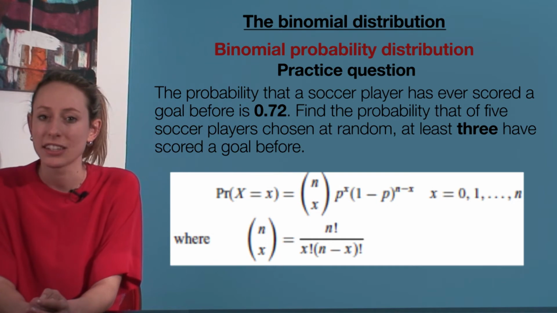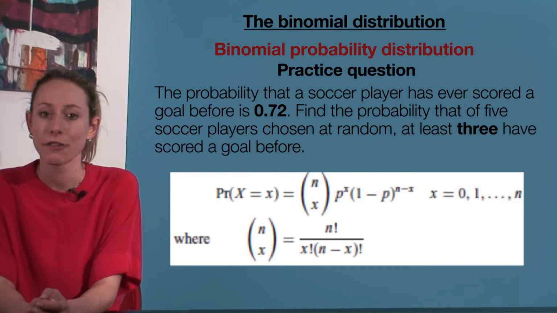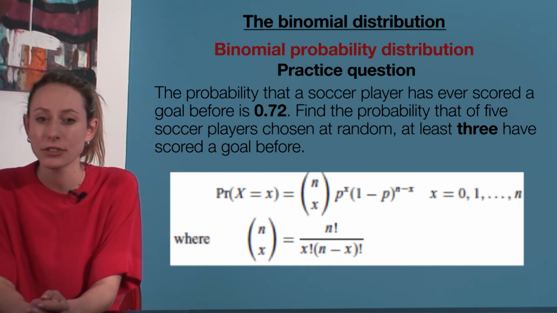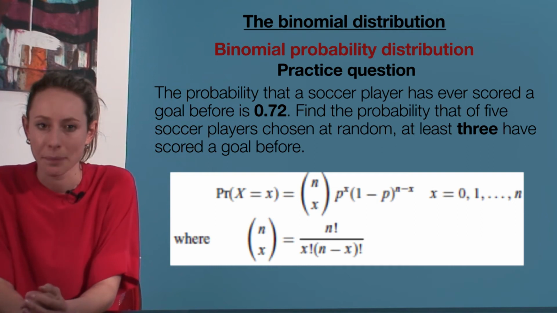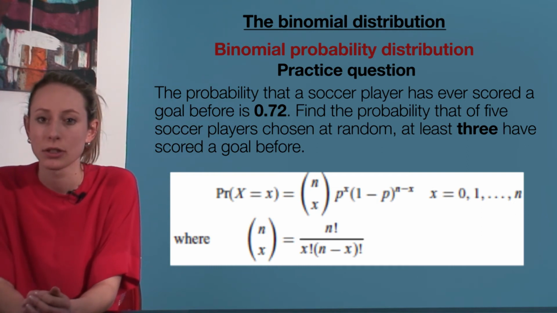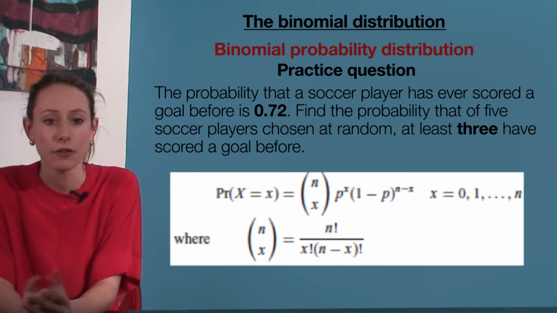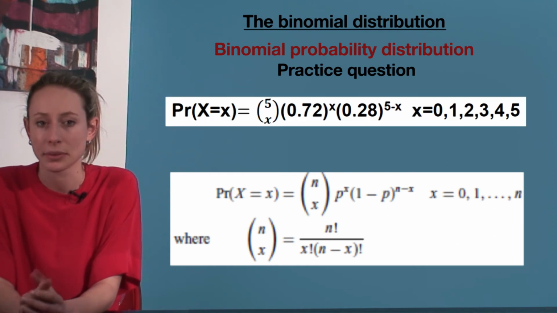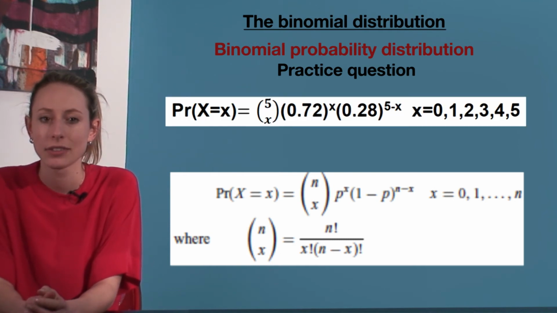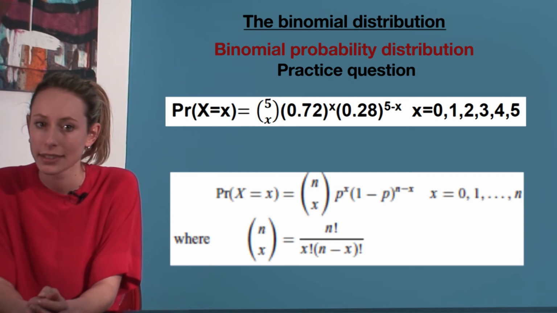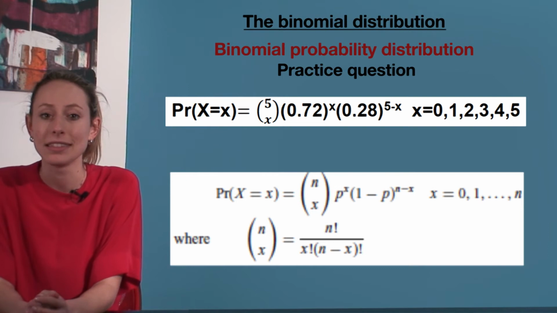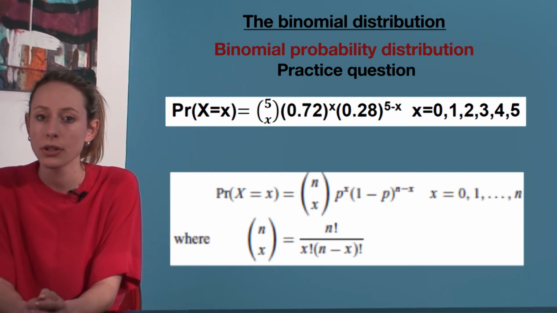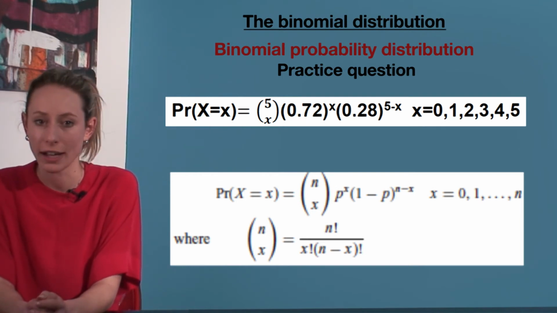The probability that a soccer player has ever scored a goal before is 0.72. Find the probability that of 5 soccer players chosen at random, at least 3 have scored a goal before. Now, if x is the number of soccer players who have scored goals before, then using the formula, the probability of X equals x is 5 choose x times 0.72 to the power of x times 0.28 to the power of 5 minus x, where x is 0, 1, 2, 3, 4, or 5.